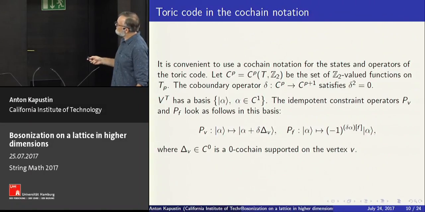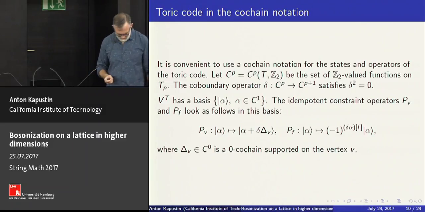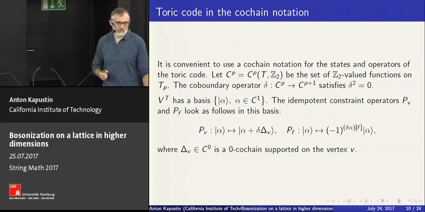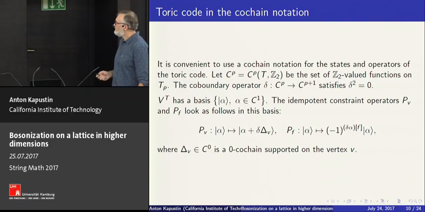The constraint operators look as follows. The vertex one, which acts on vertices, simply shifts the cochain by the coboundary of a particular zero-cochain, namely the one supporting this vertex, delta-like: it takes value one on the particular vertex and zero everywhere else. The one for faces is diagonal in this basis and just multiplies by one or minus one, depending on whether the flux through a particular face is zero or one. Okay, so that's just notation.